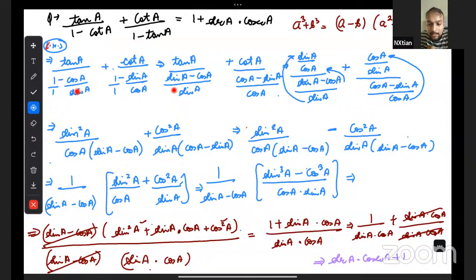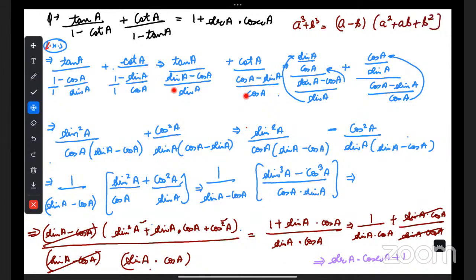I just take the LCM. Now, how do I take LCM? I told you many times, this sin A will multiply with both, so it will become sin A minus cos A upon sin A. Understood? In the same way, 1 minus sin A upon cos A, I take the LCM, so it will become cos A minus sin A upon cos A. Here you can see sin A minus cos A upon sin A, and cos A minus sin A upon cos A. Understood, guys? Everyone?